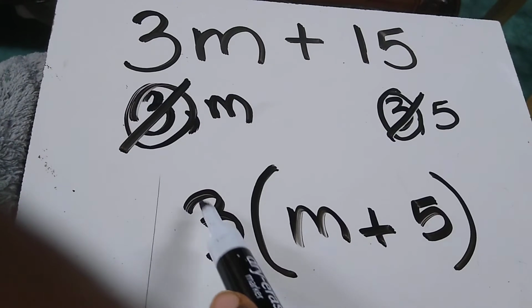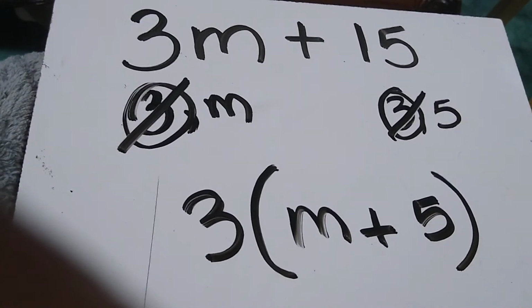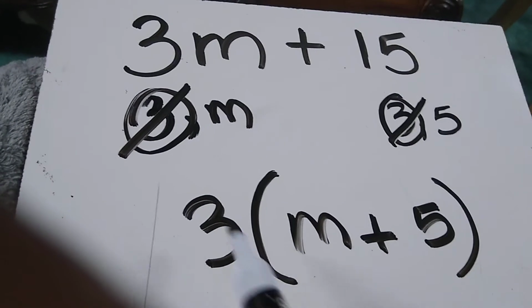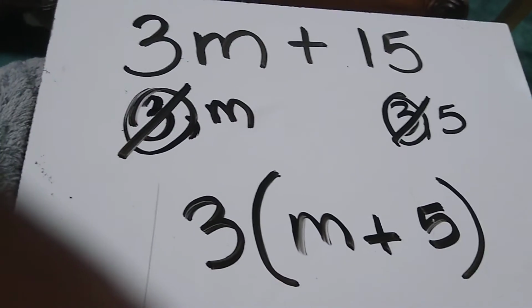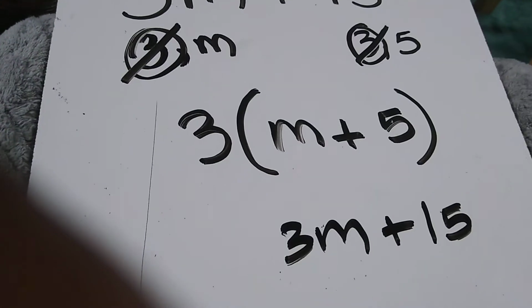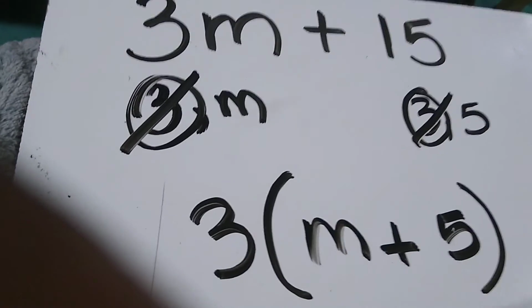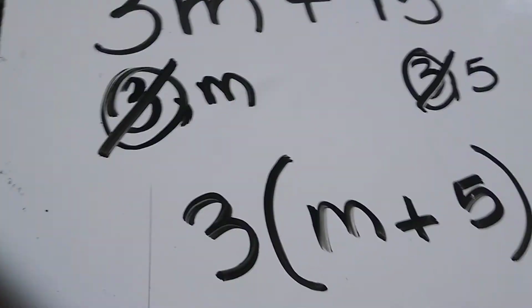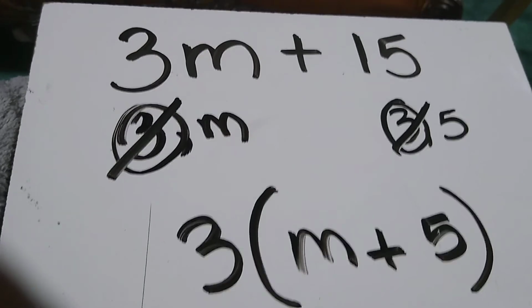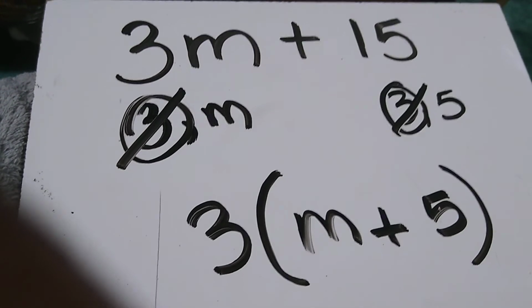When you multiply 3 times m, you're going to get 3m. And when you multiply 3 times 5, guess what? You're going to get 15. So it means that I am correct, okay? So this is one way for us to show how to factor, which is the sole purpose of you learning how to find the greatest common factor.